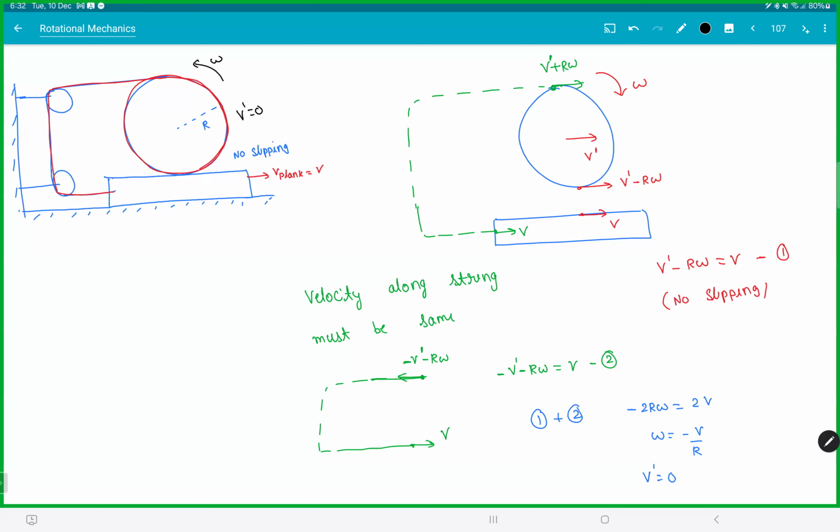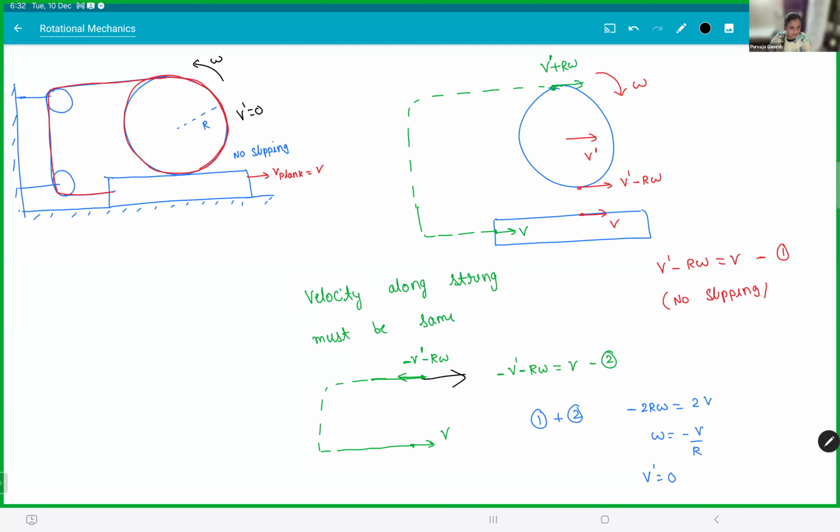Great. There, that is how you got the top speed? It's V plus R omega, isn't it? V dash is going forward, R omega is also going forward. Sir, for the string you have written minus V. Minus, na? Because that point is actually going forward, right?